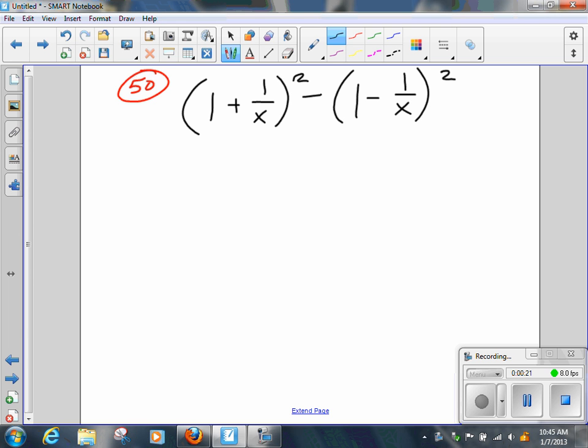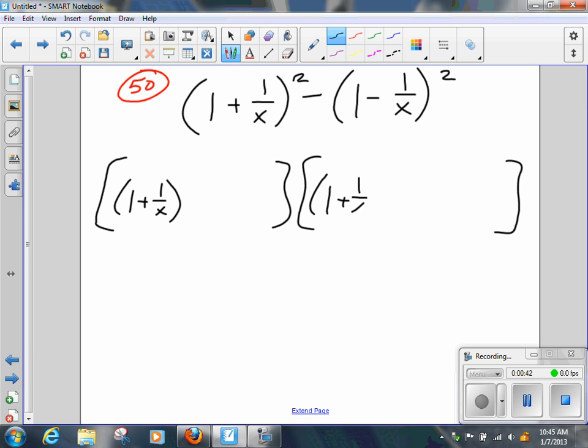Yep, it's one of those souped up difference of squares, okay? Here we go. It's just got that rational expression there. What's going to go here in the first spots in each set of parentheses? Somebody talk to me, come on. Thank you. 1 plus 1 over x.